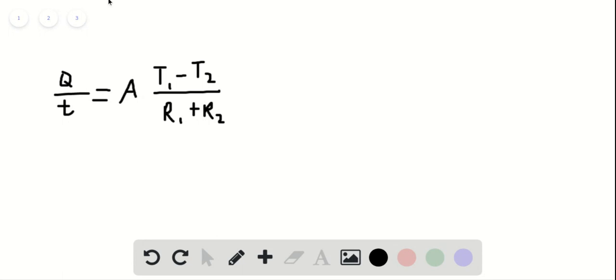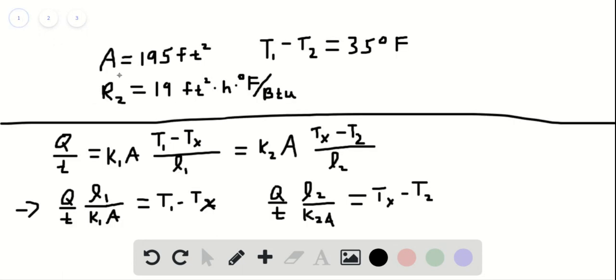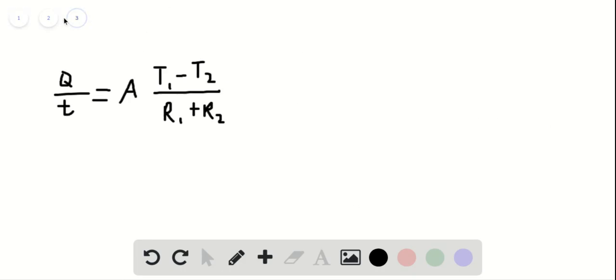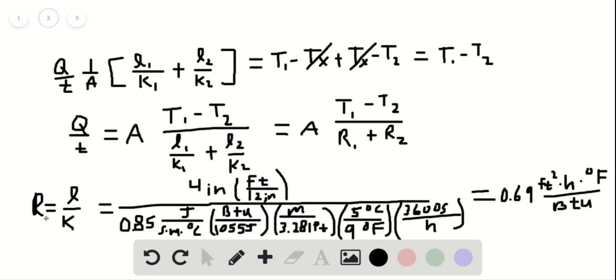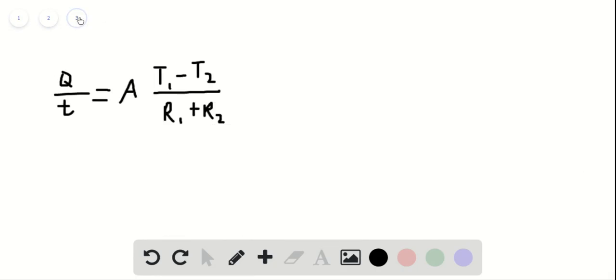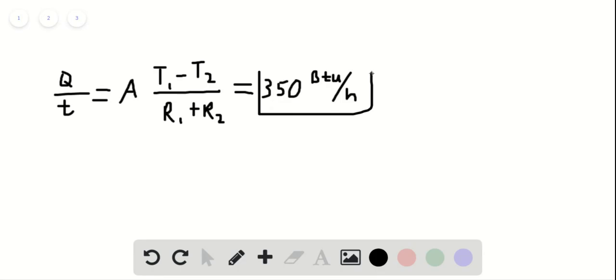Okay, well, we were given here on the first page R2. We know the area, and we also know T1 minus T2. And what we had just calculated was R1. So R1 is equal to L1 over K1. So plugging in the value we just calculated for R1, the value we know for R2, the value of T1 minus T2, and the value of the area, we find that this is equal to 350 BTU per hour. And we can box that in as our solution to the question.